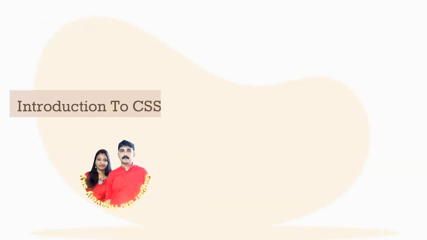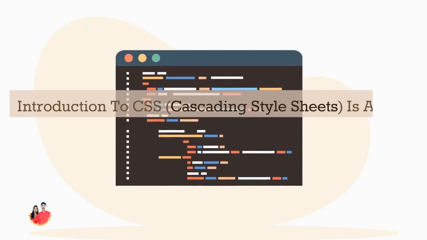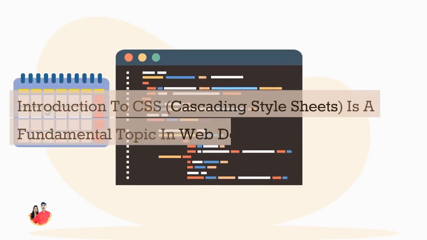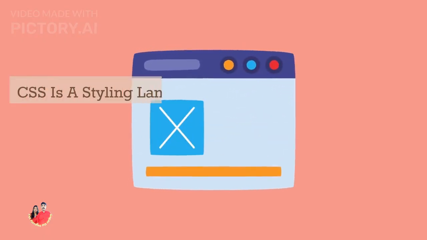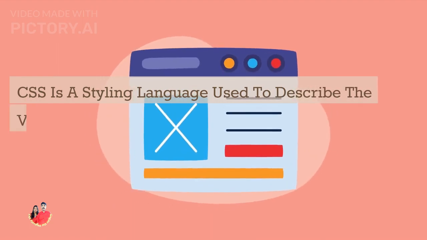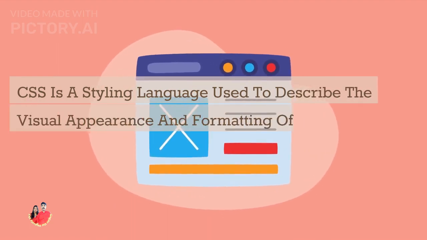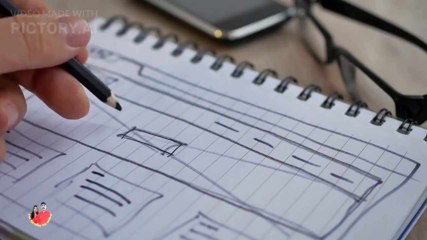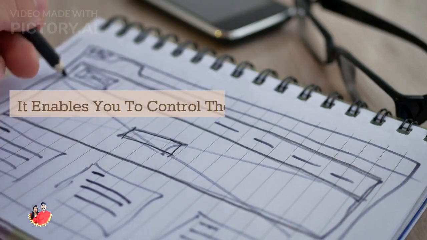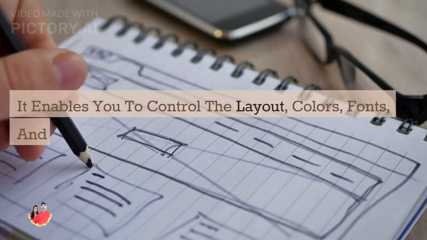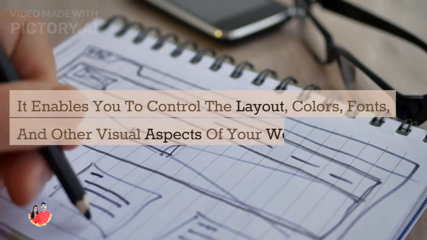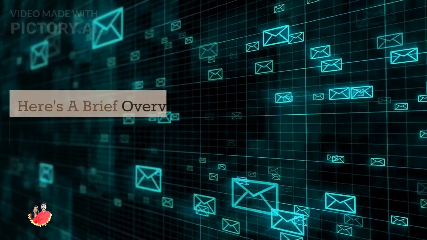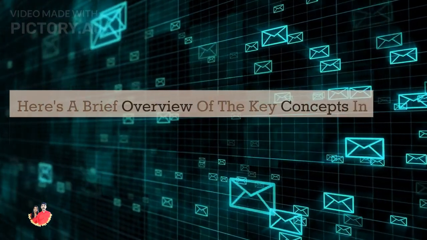Introduction to CSS. Cascading Style Sheets is a fundamental topic in web development. CSS is a styling language used to describe the visual appearance and formatting of HTML elements on a web page. It enables you to control the layout, colors, fonts, and other visual aspects of your web pages. Here's a brief overview of the key concepts in CSS.